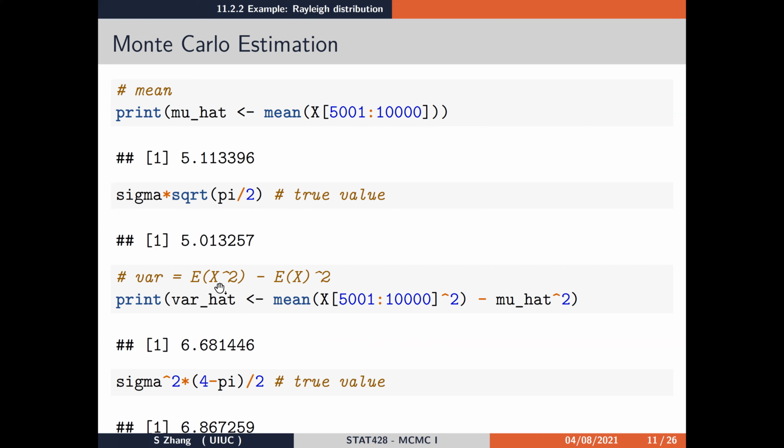Similarly, we can look at the variance estimate. We know that the variance is equal to the expectation of x squared minus the square of the expectation of x, which is mu of x squared. So the variance can be estimated by taking the sample mean of x squared across the last 5,000 iterations, minus mu hat squared, where mu hat is the mean of the x's in those 5,000 iterations. That gives us something around 6.68, which is also quite close to the theoretical variance of 6.87.